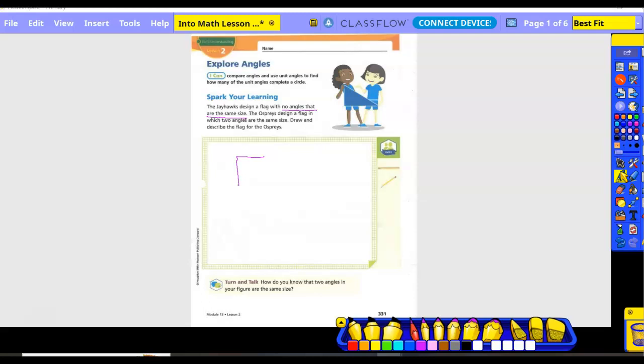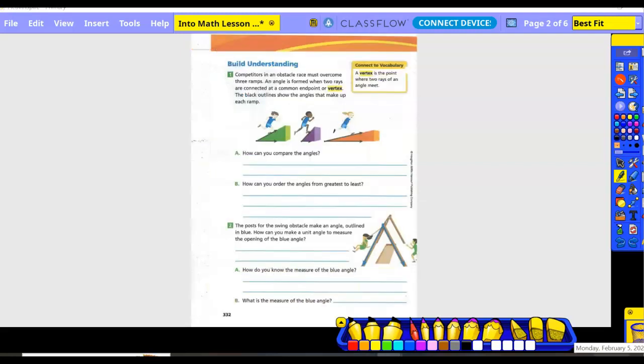We could do like a side angle. Could we do it more open? Yeah. And then if I did this, what kind of angles are those? Acute, right? Because they are less than what? 90 degrees. Okay.